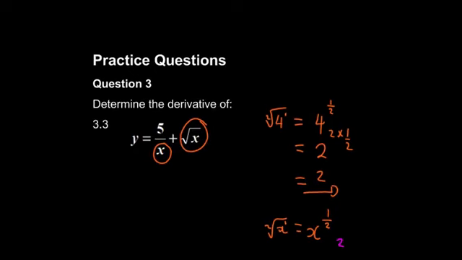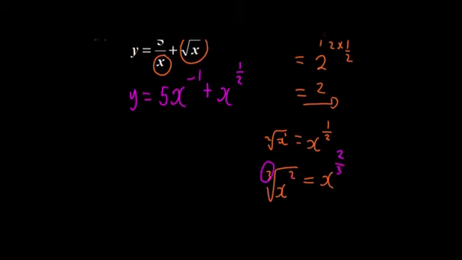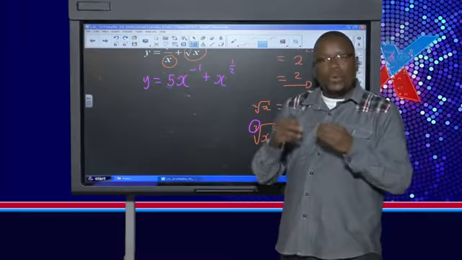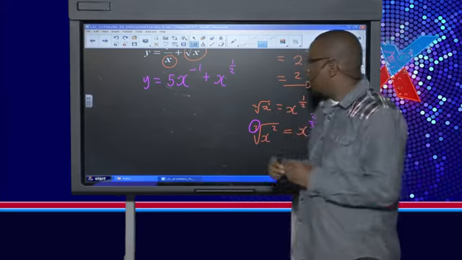Right, we have y equals 2. Now we said this is going to be 5x to exponent minus 1, right? Plus your square root of x is x to exponent half. Now, if we look at our equation now, our x is x to exponent something. This one is x to exponent minus 1. That is x to exponent half.